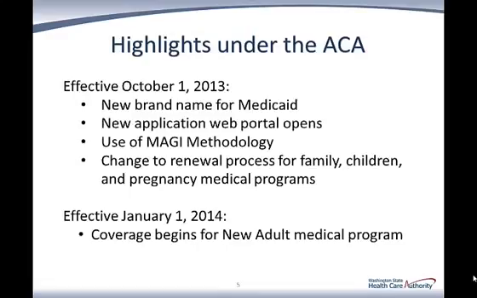Effective October 1, 2013, there is a new brand name for Medicaid. A new application web portal opened. We began to use MAGI methodology and have changed the renewal process for family, children, and pregnancy medical programs. Effective January 1, 2014, healthcare coverage is available under the new Washington Apple Health Adult Medical Program.